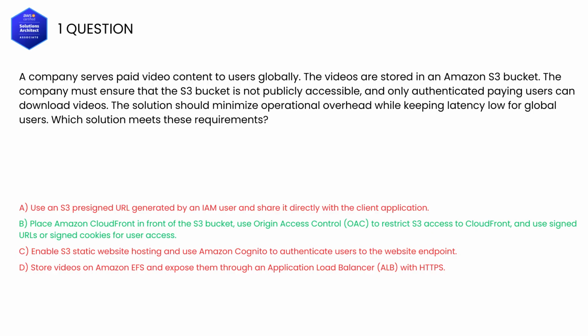The C option is wrong because the S3 static website endpoint doesn't support OAC or OAI based private access control in the same way as the REST endpoint, which complicates keeping the bucket fully private. This approach often results in either public exposure risk or additional custom enforcement layers.